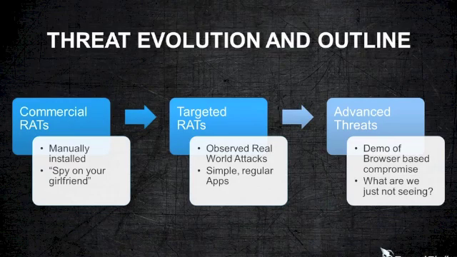And from that, it went to simple targeted RATs that we see in the real world. Those are simple, regular apps that are being used by threat actors to target specific targets, but from a technical standpoint, they're not very sophisticated. And then from there, I'm going to go to the advanced threats that we see out there today with very limited visibility, and also think about what we are not seeing. We put together a case study on how feasible it is to create something very advanced, and I'm going to walk you through that as well.